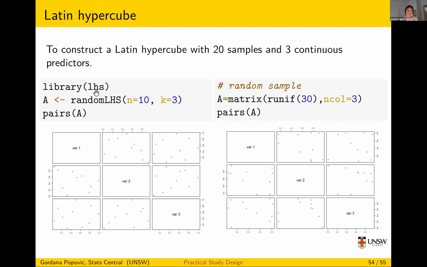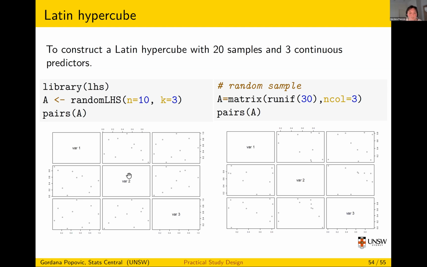You just use the library lhs, Latin hypercube. Here is an example of that, where I have a sample size of 10 and 3 variables: latitude, longitude, and height. I'm going to sample, say, air pressure at 10 locations, and I need to know which locations I should sample at.